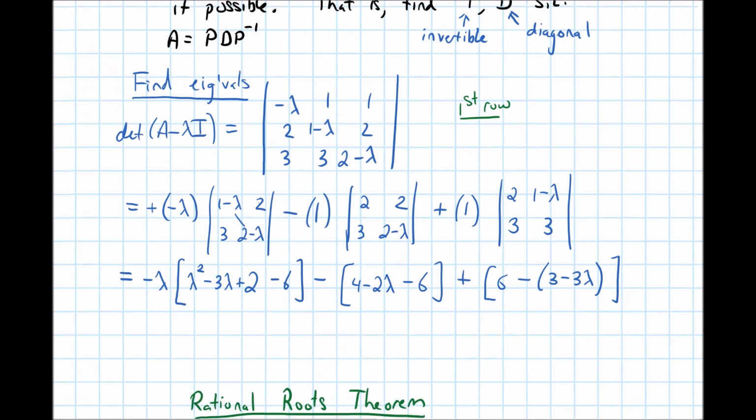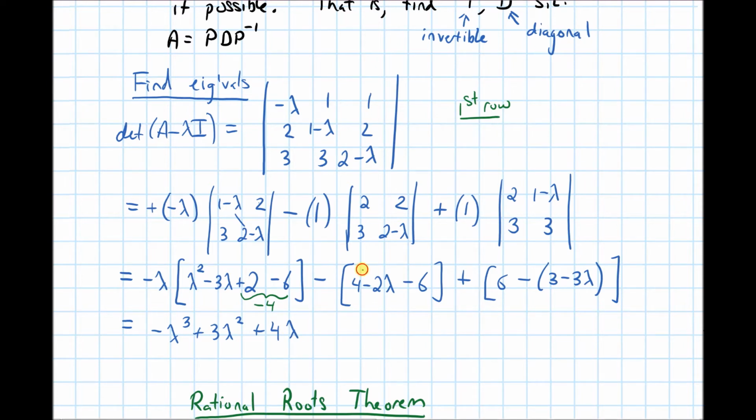Okay, so let's continue to simplify. Let me go ahead and distribute this negative lambda in. But before I do that, let's just note that 2 minus 6 is negative 4. So if we distribute in the negative lambda, we're going to get negative lambda cubed plus 3 lambda squared plus 4 lambda.